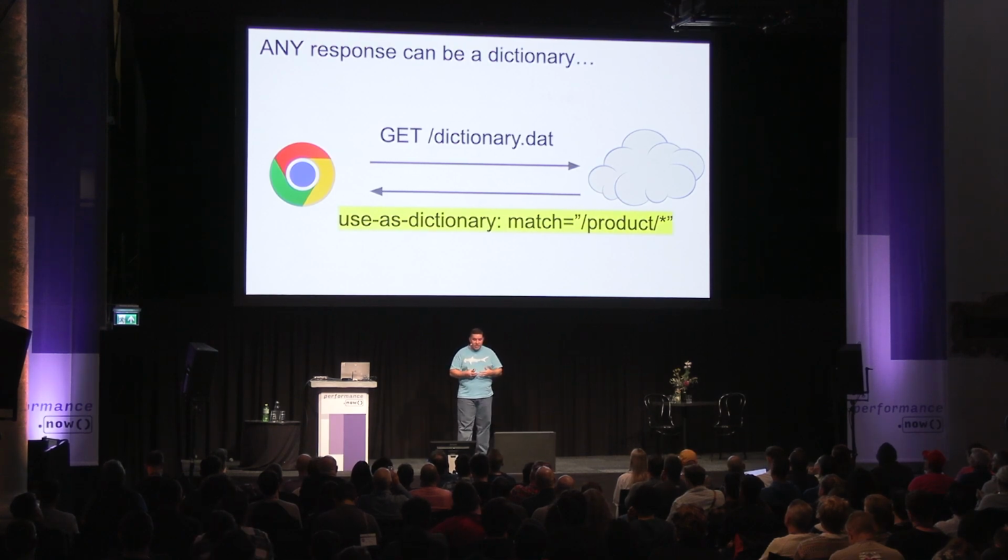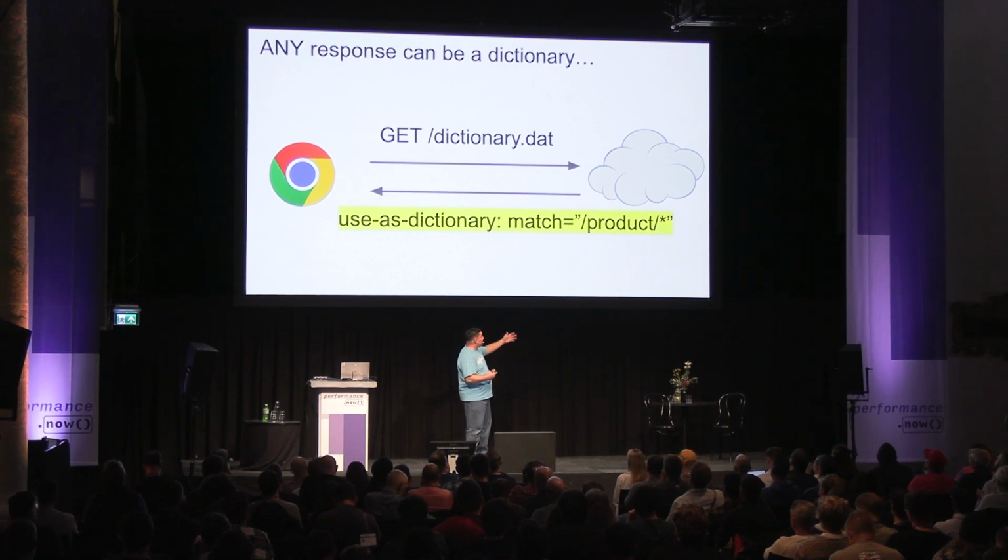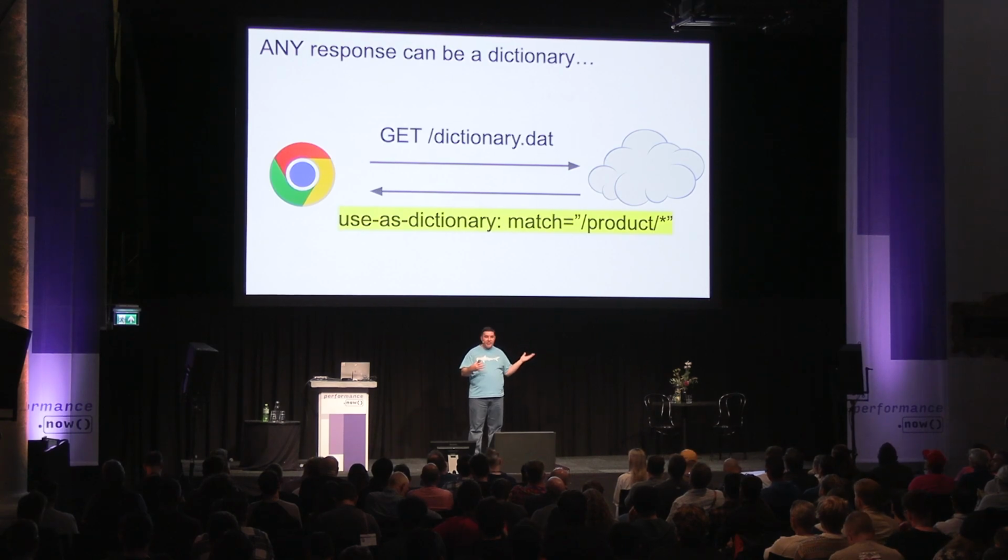Sort of the key to all of this is that any HTTP response can be used as a dictionary for any other resource. It really depends on just defining what the match path is for where you want that dictionary to be applied. It doesn't have to be a previous version of the same file. It can be a custom file that you build that happens to work better for the types of content you're trying to serve.